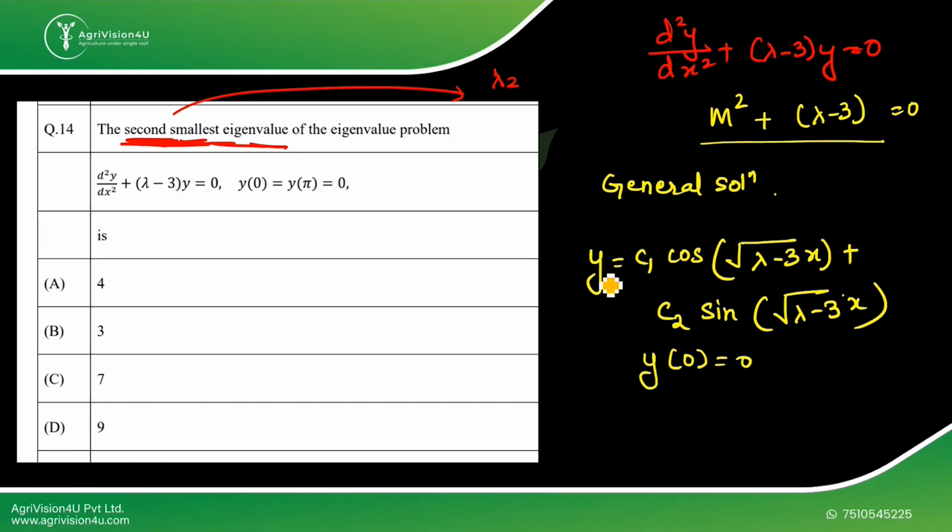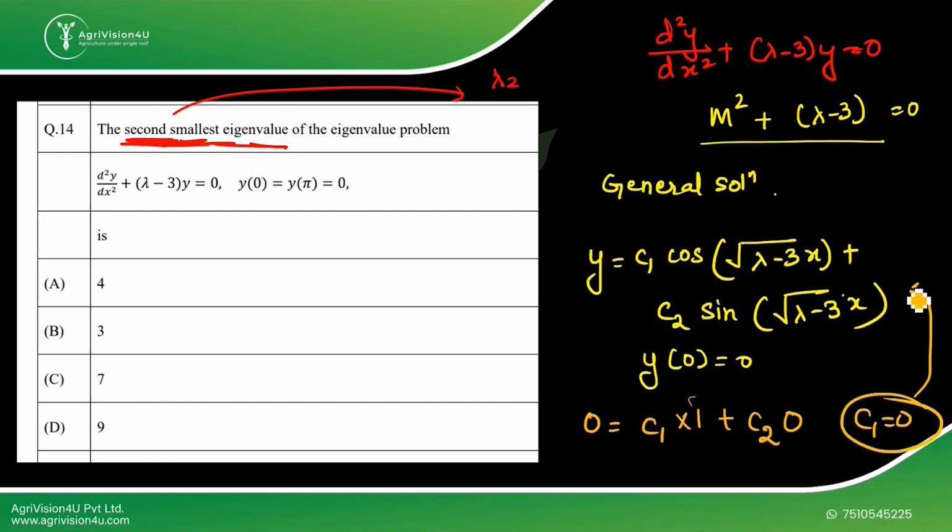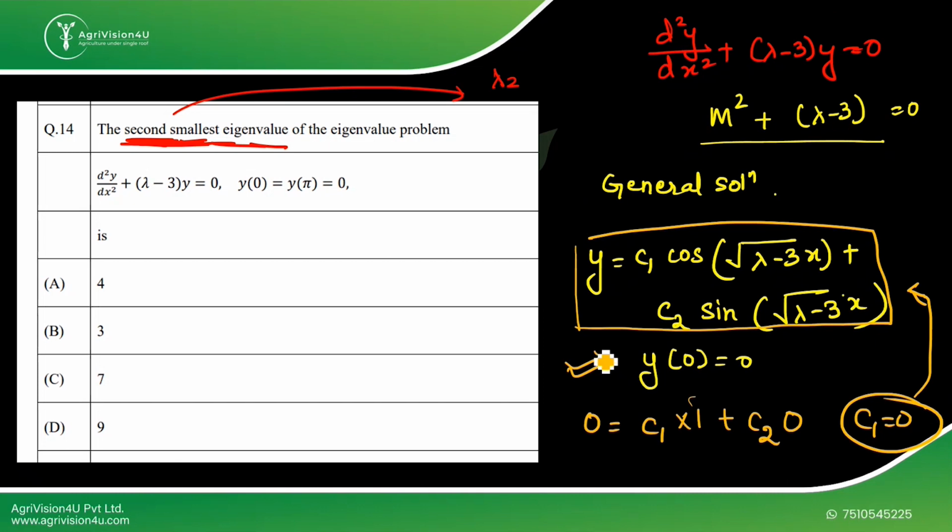If I put y as 0, it equals c1 cos of (lambda minus 3) into 0. You should know this, cos 0 will be 1, plus c2 multiplied by sine 0, which will be 0. So I'm getting the c1 value as 0. If I put this value here, this is the general solution that I'm getting. After using the first boundary condition, I get the constant c1 as 0.